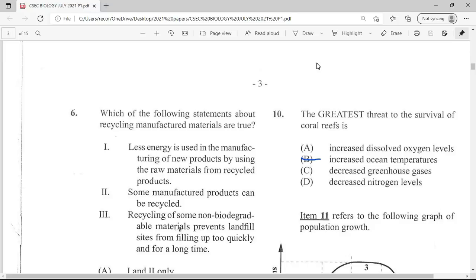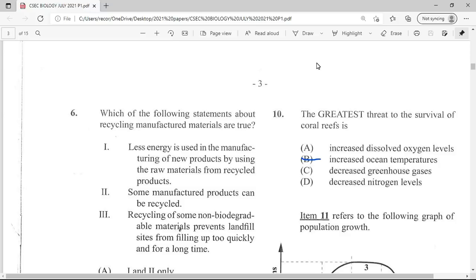The greatest threat to the survival of coral reef is. Now, we've always been seeing questions like this on the paper, and sometimes the question changes a little bit, and the options also change a little bit. So we have to pay keen attention to these, not just go about sticking A, B, C, or D. Now, we're looking here at the threat to the survival of coral reef. Now, increased dissolved oxygen. I don't know that the oxygen will actually damage the coral reef.